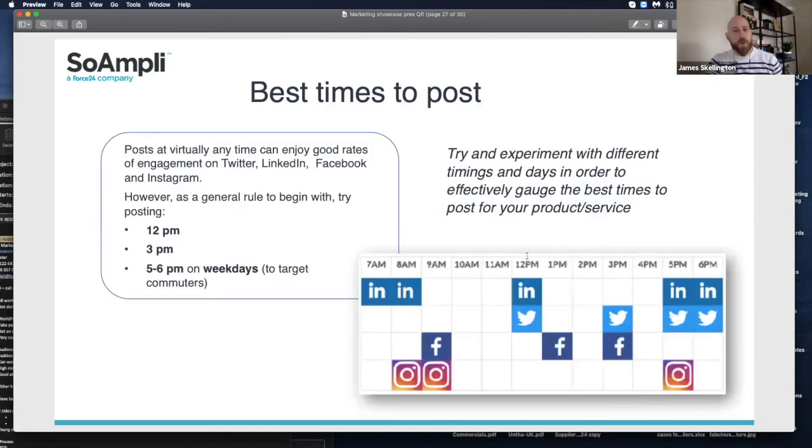Best times to post is one of these things that people always ask, and it's the same with email and everything else. From our experience, these have been the best times to post on channels. This doesn't mean to say that it's right for every business. There should obviously be some testing, a little bit of trial and error for people as they start to push things out. But at Force 24, this has been our experience, and through our partners as well that are currently using the SoAmpli platform.